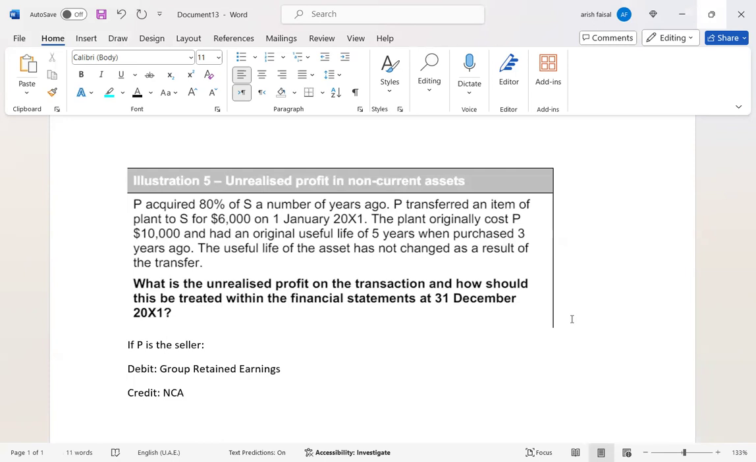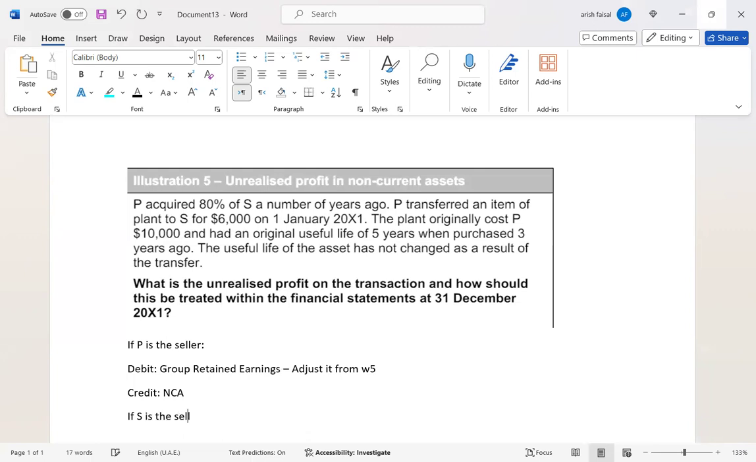Okay, and I have already discussed in the previous video that when you're talking about the group retained earnings, this means that you have to adjust it from working number 5. So if the parent is the seller, then the parent has the profits, and you need to adjust it from the overall group retained earnings of the parent. But if the subsidiary is the seller, then the profit belongs partly to the controlling part and partly to the non-controlling part.